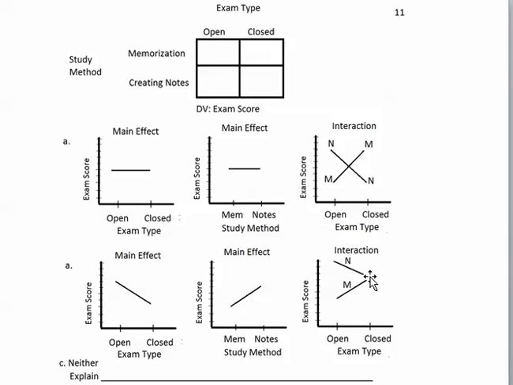If you think that the note takers and memorizers would both have medium performance on the closed book exam, and if you think that on the open book exam, the note takers would do really well and the memorizers would do really poorly, like this, you would choose this other choice, which should say B. If you think that neither would appear, circle C.